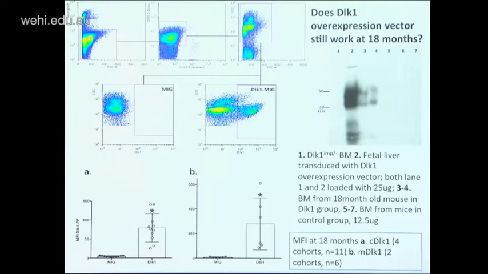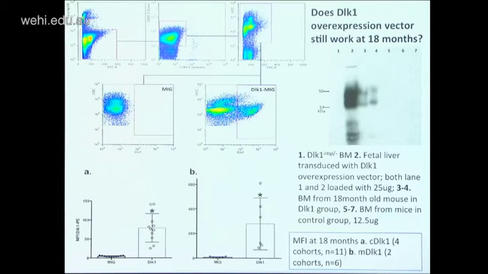groups. And also by Western blot, lanes 3 and 4 are the overexpression vector bone marrow, and lanes 5, 6, and 7 are the bone marrow taken from the control group, where there's no expression of Dlk1. So it doesn't cause leukemia, it doesn't cause poorer survival.